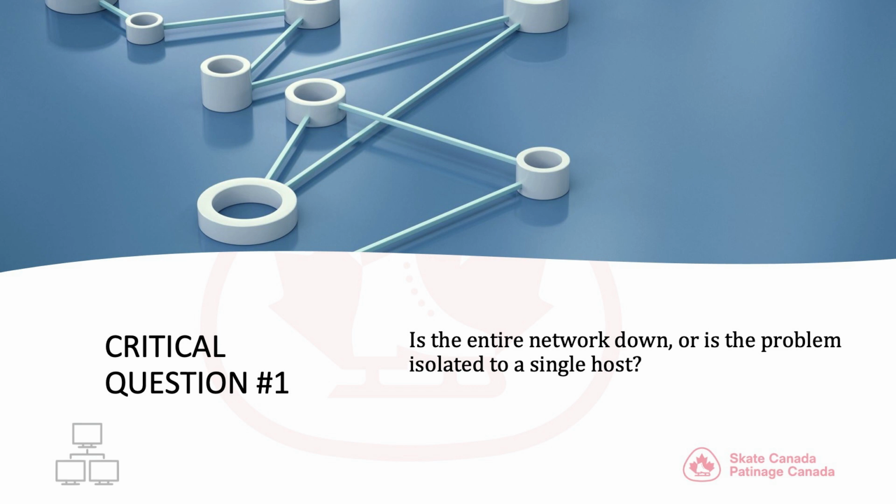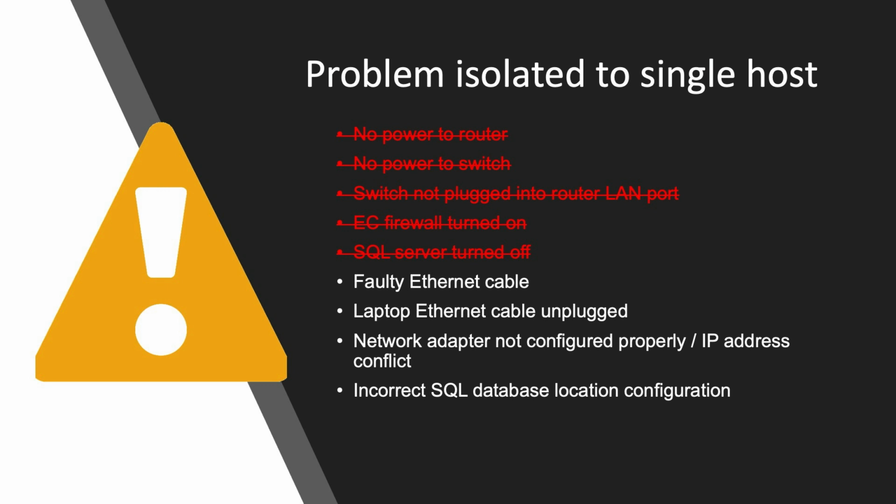So this brings us to the first critical question that you should be asking yourself when troubleshooting a network problem. And that question is: is the entire network down, or is the problem isolated to a single host? If the problem is isolated to a single host, you can immediately rule out many of the possible network software and hardware issues responsible for the problem. So in this case, because some of the hosts are still functioning normally, we know that the router and switch are functioning. We know that the EC computer's firewall isn't turned on because it would otherwise block network traffic to all the laptops.